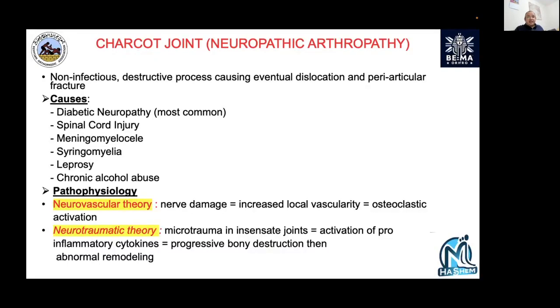The neurotraumatic theory, in simple terms, is that the patient has lost the protective mechanism. It's easy to have a minor trauma to the foot, and minor trauma or minor fracture ends with activation of pro-inflammatory cytokines, and this causes more destruction to the tissue. And because the patient has abnormal remodeling, rather than the bone remodeling in a normal situation, it ends with a deformed and degenerated joint.